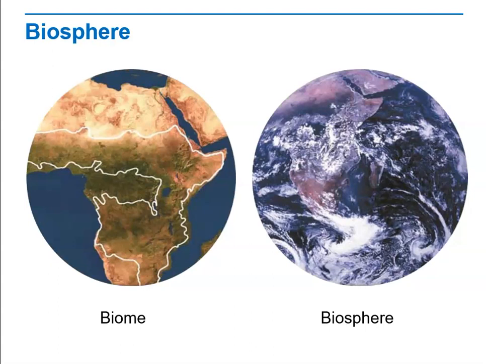The biosphere extends from about 8 kilometers above Earth's surface to as far as 11 kilometers below the surface of the ocean. So all of that area, 8 kilometers up in the air, all the way down to 11 kilometers below the bottom of the ocean, there are living things.